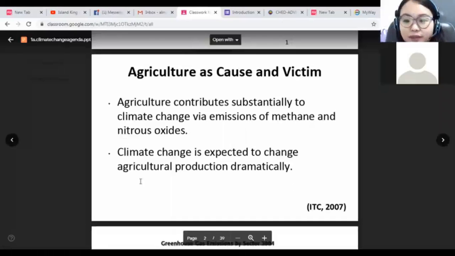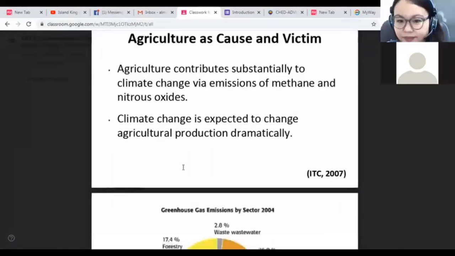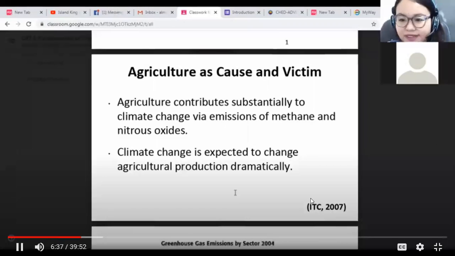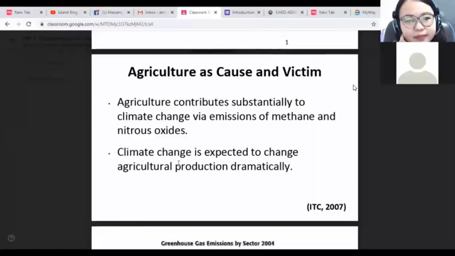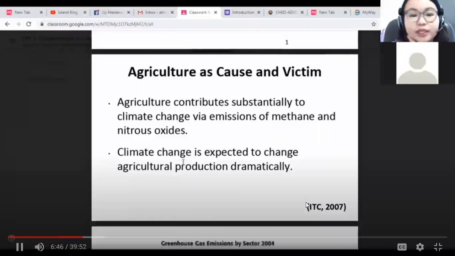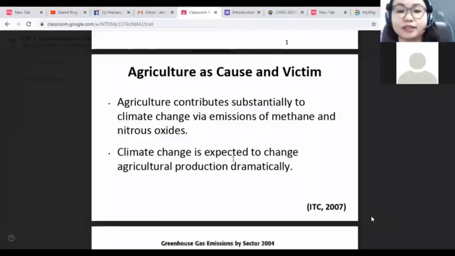So bakit? Do you know why, Oliver? Jesse? Why is agriculture both a cause and a victim? Like agriculture, do you believe, yes or no lang ha, that agriculture is also the cause of climate change? Do you agree with that?